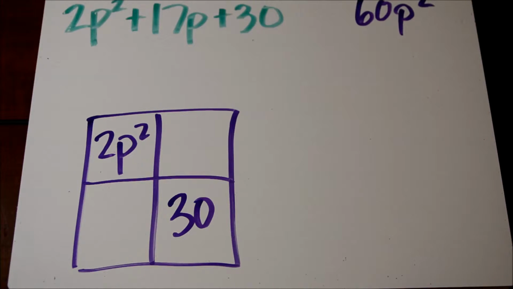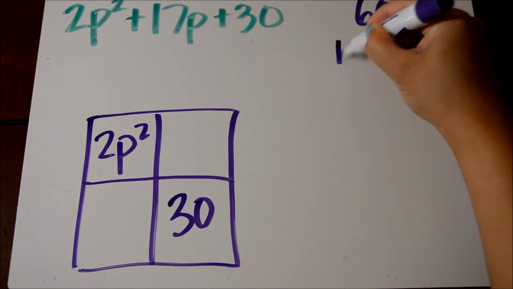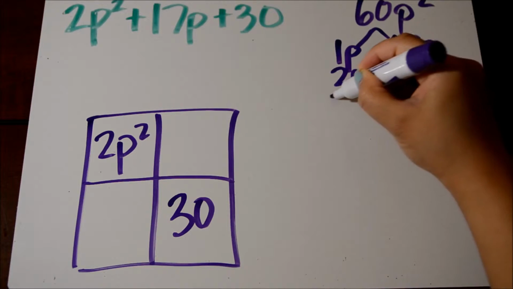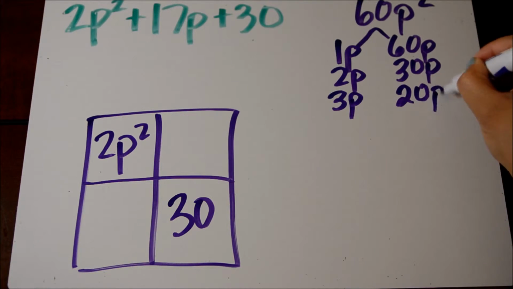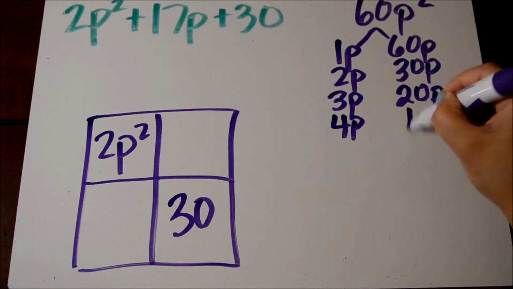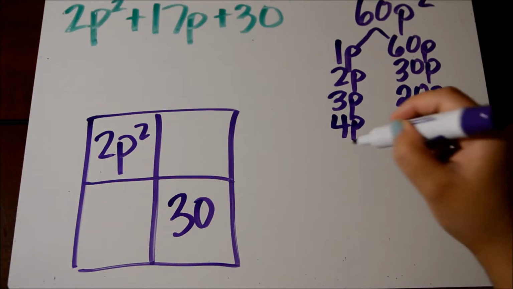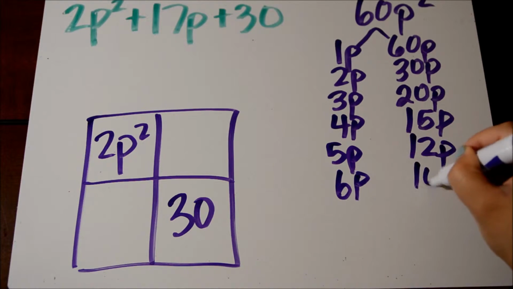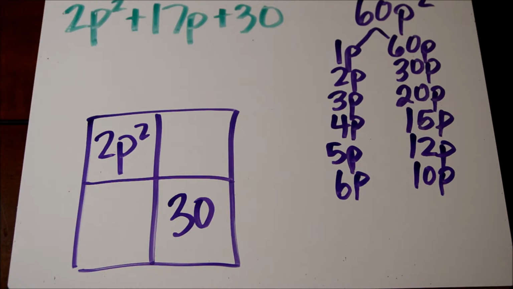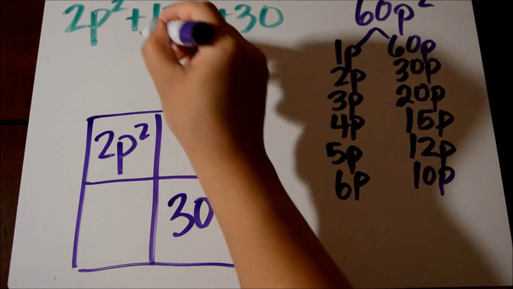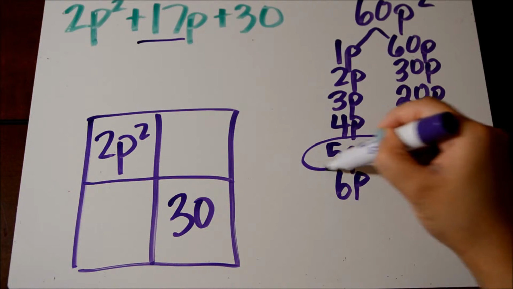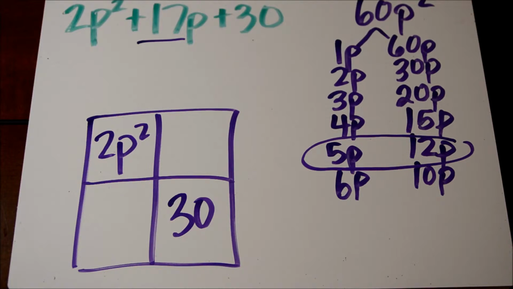So let's list out all the factors. We have 1 and 60p, 2p and 30p, 3p and 20p, 4p and 15p, 5p and 12p, and the last one's going to be 6p and 10p. So we're trying to find the combination that multiplies to give us a positive 60p squared, but it has to add to give us that middle term, positive 17p. So on this problem, the only combination that works is going to be positive 5p and positive 12p.